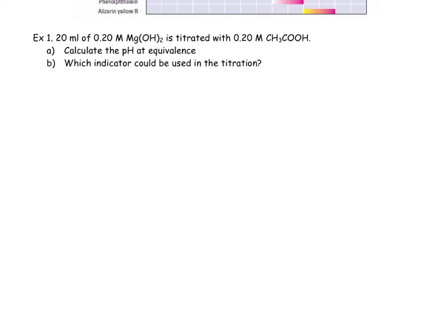The first thing that you need to do is figure out what kind of salt is produced during the titration. If it is a neutral salt, then you'll end up with pH 7 at equivalence, and you would just have to pick an indicator that changes color around 7. If it's an acidic or a basic salt, you would calculate the theoretical pH at equivalence and then determine the indicator.